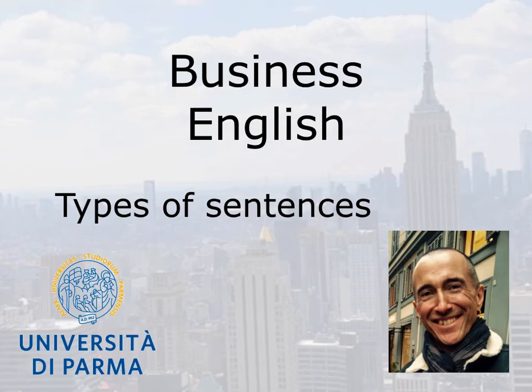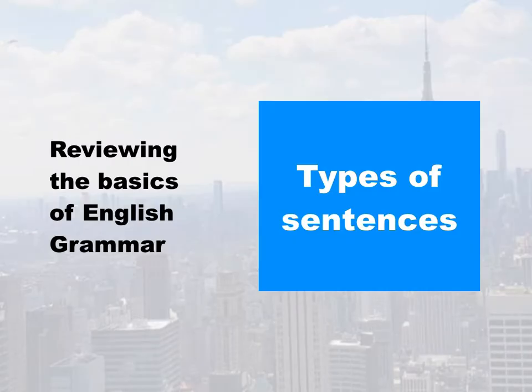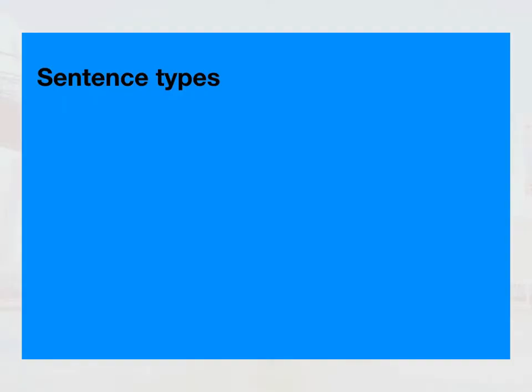Hi everyone. Today we're going to take a quick look at the different types of sentences in English. Now remember that in English the types of sentences are typically more simple than in other languages, and we tend to really be very schematic and straightforward. So let's take a look at sentence types.